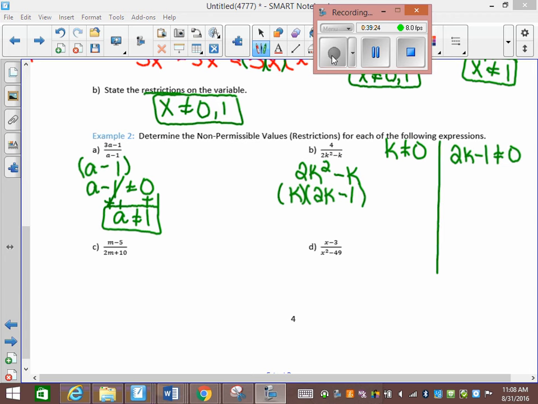K not equal to 0, done, right? This is already k by itself, so I already have one NPV. The second one I have to solve. 2k minus 1 is not equal to 0. I need to solve for k. What's the first thing I have to move? The 2 or the minus 1? The minus 1. How do I move the minus 1?